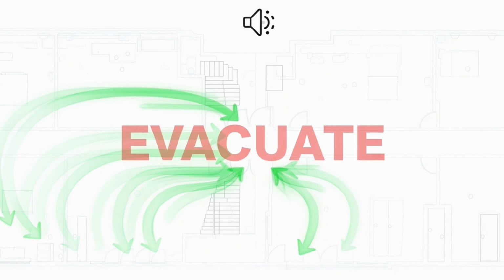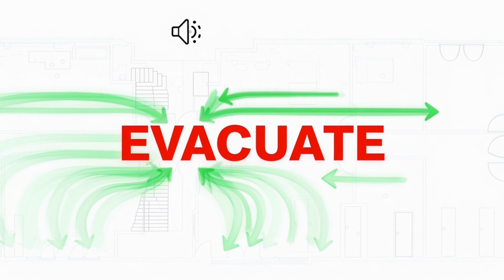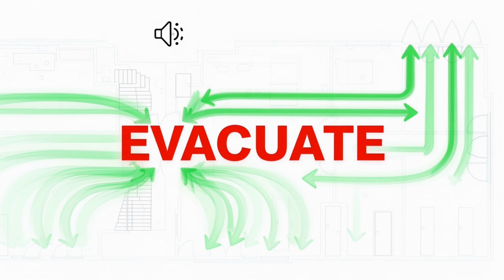In complex buildings, voice systems provide clear, intelligible instructions. They direct occupants safely and are mandatory in high-rises and large assembly spaces.